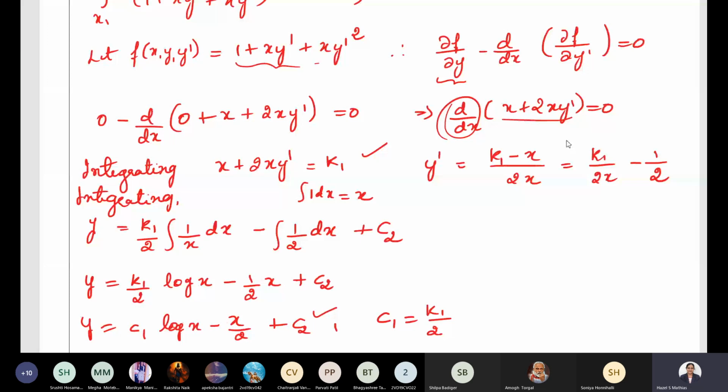Is it clear now? Is it clear how to check whether the functional attains its extremum? We need to find the function for which the functional attains its extremum. Everybody clear? Yes, ma'am. Okay.